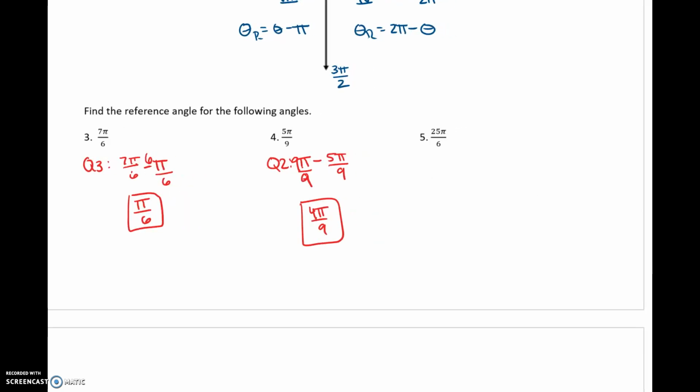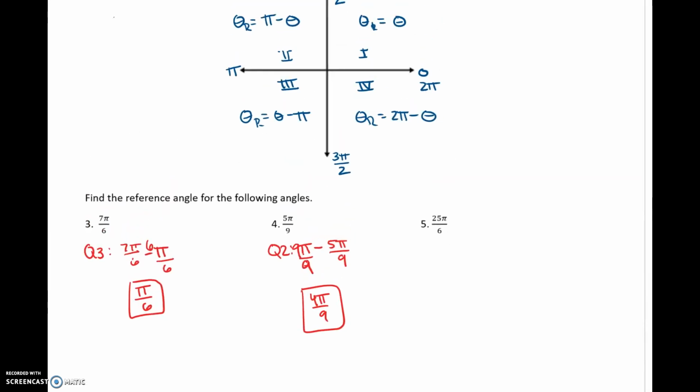Last, if I take a look at 25 over 6. Well, 6 goes into 25 almost 4 times, or a little bit more than 4 times. So we can't determine what quadrant it's in. So first thing we're going to have to do is find a coterminal angle. So I'm going to subtract 2 pi. Again, get a common denominator, so that's a 6. That'll become a 12. So I'll get 13 pi over 6. Well, 13 over 6 is still larger than 2, so I again need to subtract.